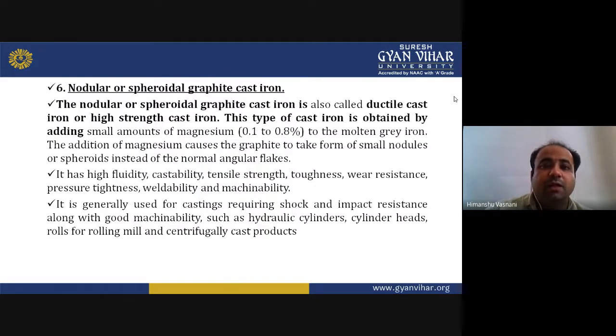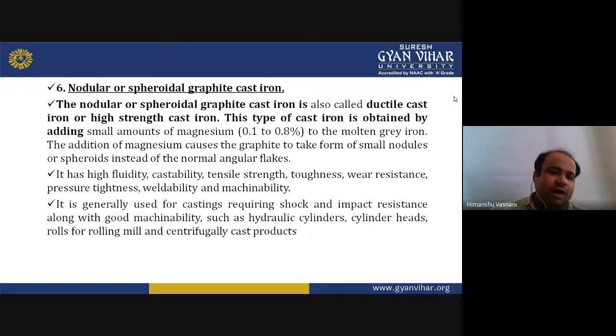Now, the sixth type of cast iron is nodular or spheroidal graphite cast iron. It is also called ductile cast iron or high strength cast iron. This type of cast iron is obtained by adding small amounts of magnesium, like 0.1 to 0.8%, to the molten gray iron. The addition of magnesium causes the graphite to take the form of small nodules or spheroids instead of normal angular flakes.